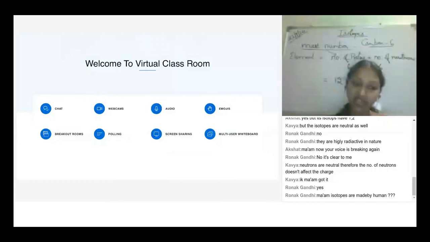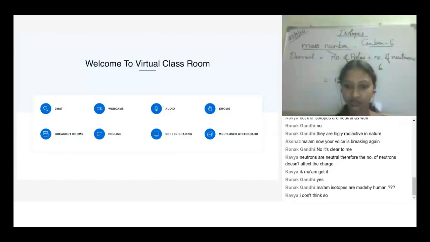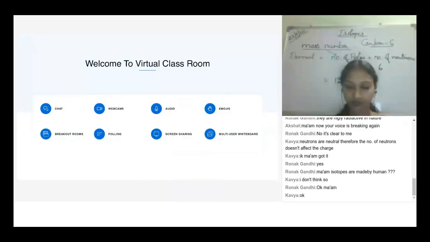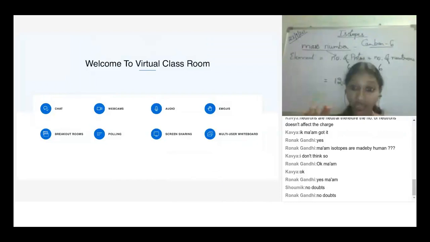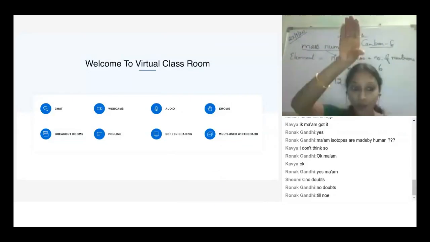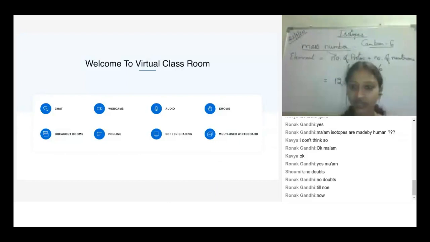No, isotopes are not identified by humans. I said all these are natural processes. They undergo natural processes and themselves form into isotopes. So the atomic number and the mass number are the same for hydrogen. That's why it is unique, though it is a non-metal. It is unique, so it is placed at the top of the periodic table.